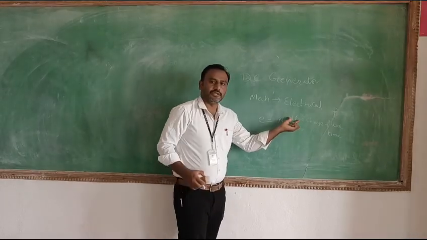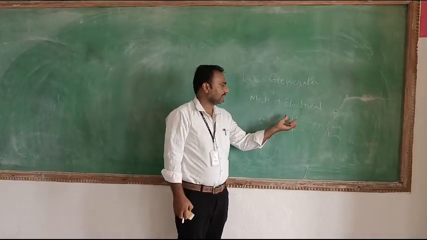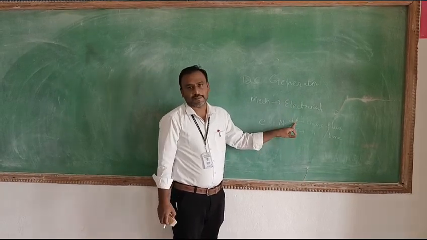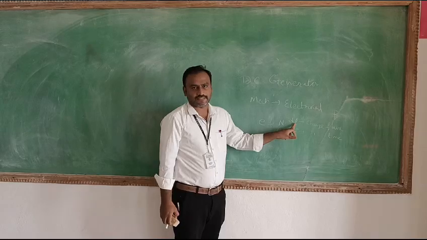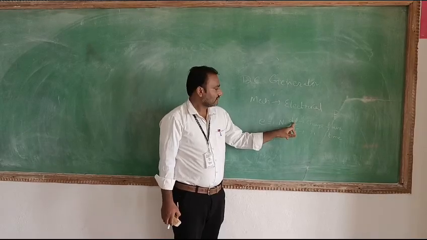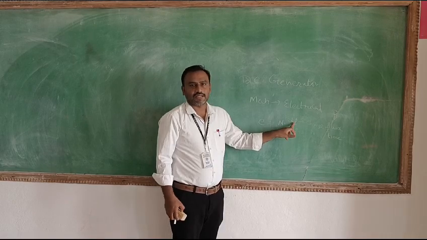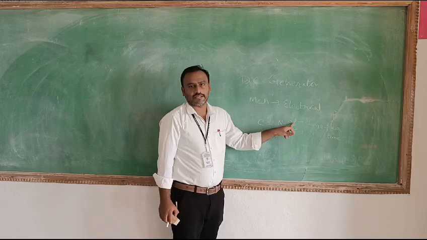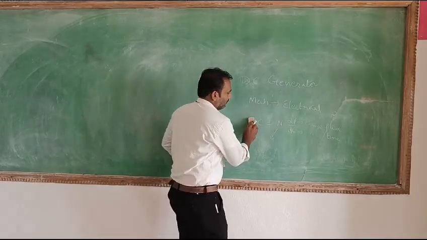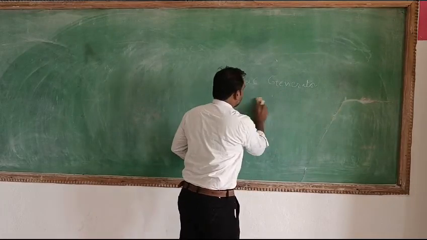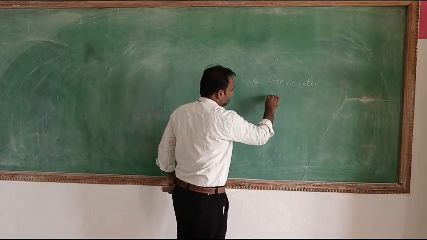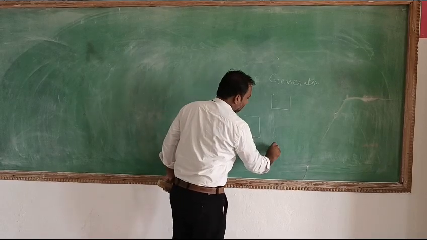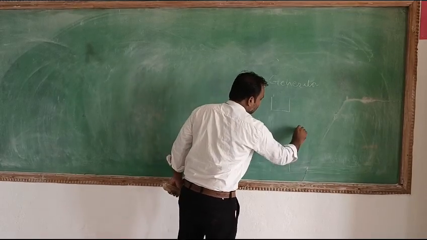In order to construct the DC generator, we have to produce magnetic flux. And how can we produce the magnetic flux? By using magnetic poles. So first of all we have to construct magnetic poles. Here I am constructing 4 poles. This is a 4-pole DC generator.